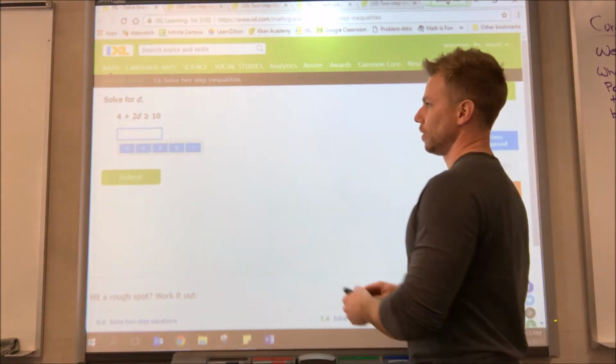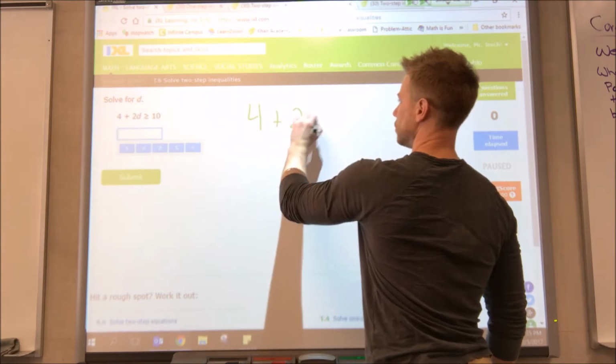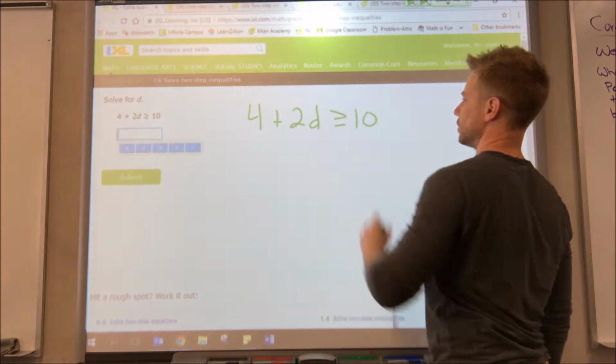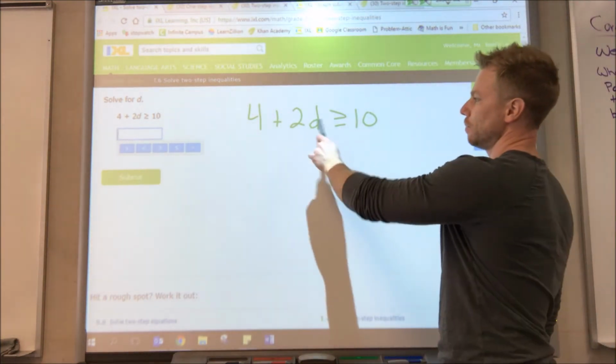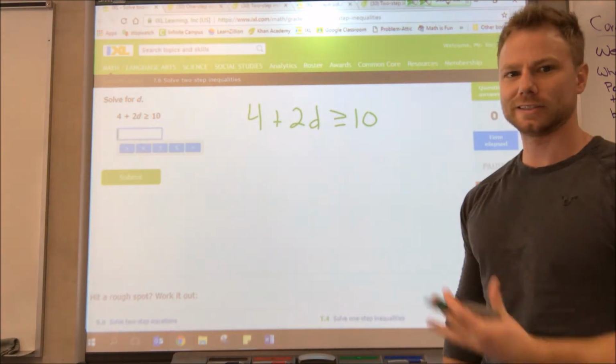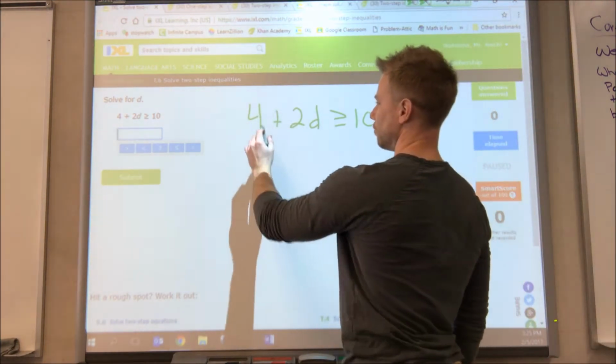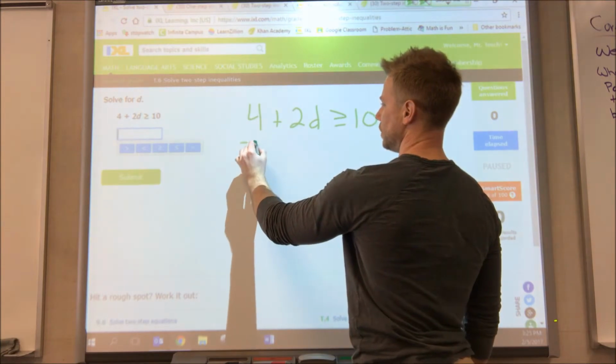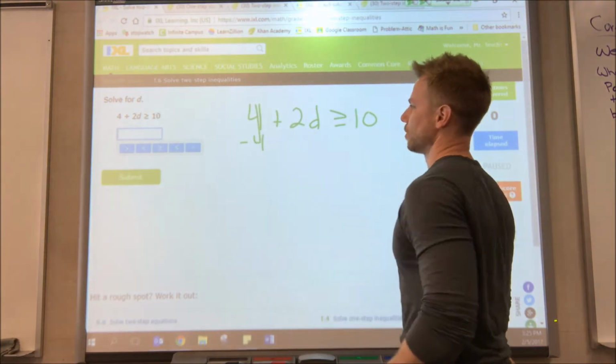Okay? So we have 4 plus 2d is greater than or equal to 10. We need to get 2d by itself, so we're going to eliminate anything that doesn't have a d in it first, which would be the 4. Do the opposite of what we see. It's positive, so we're going to subtract it.